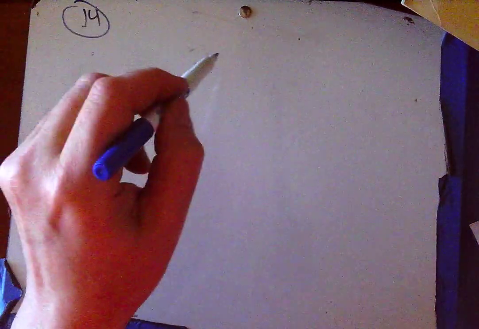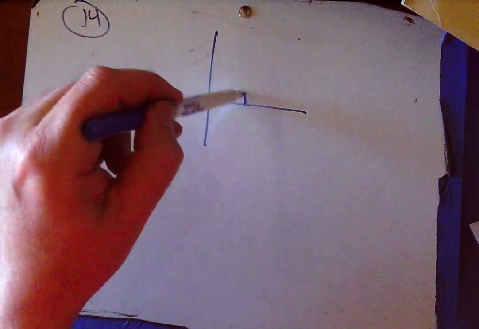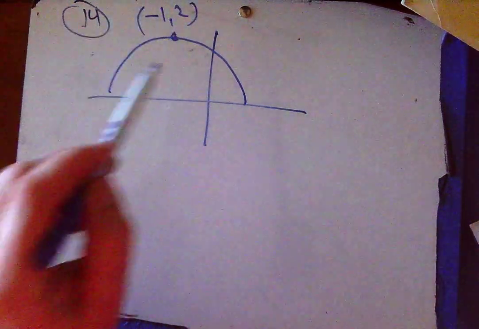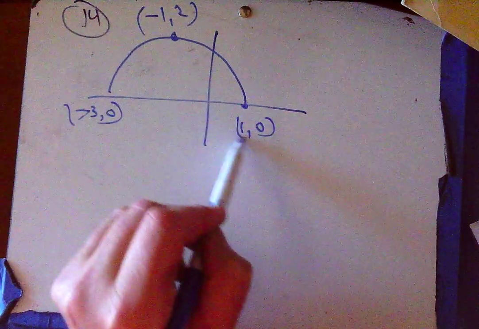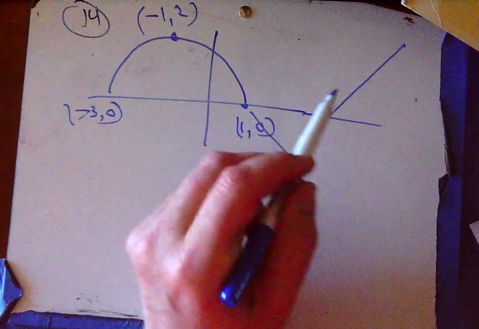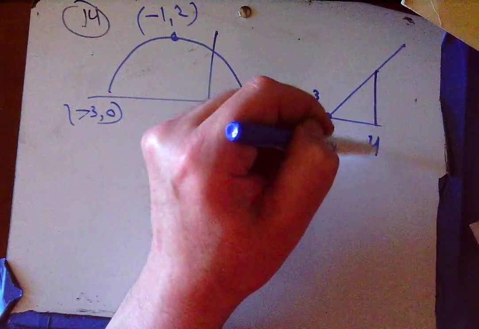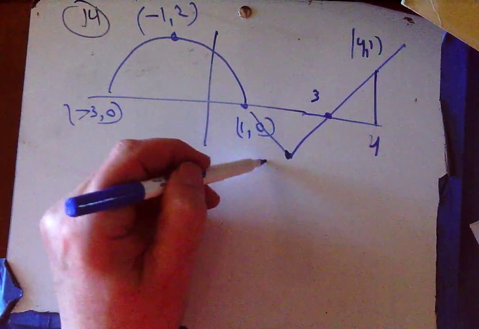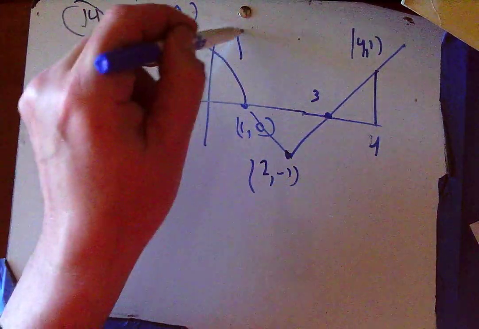Okay, and our last station, station 14, we've got a graph of x. This point here is called (-1, 2). This is (-3, 0). And this is (1, 0). Oh, look, there's this little absolute value thing here. This is 3. This is 4. And that one is at 2, negative 1. Okay, this is a graph of f.